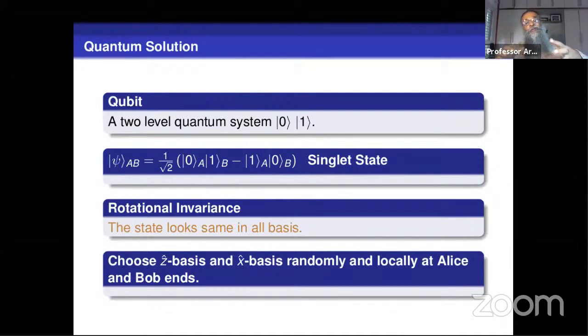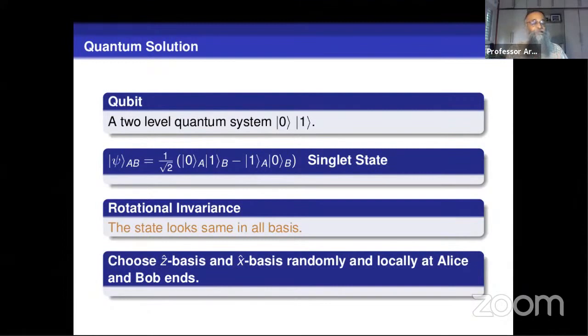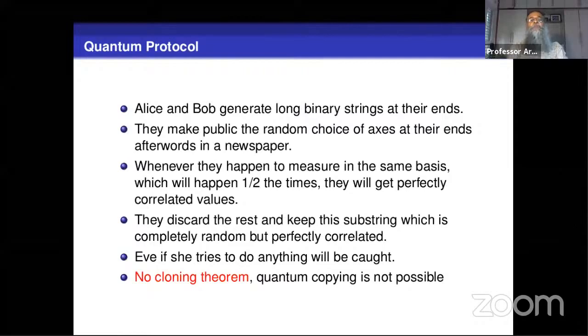So you see, for Alice, both possibilities are equally probable because the amplitude in front of each component is 1 over root 2. And when I square it, the probability is half. So Alice gets 0 and 1 with probability half. Bob also gets 0 and 1 with probability half. However, if they measure along the same direction, whenever Alice gets 0, Bob gets 1. Whenever Alice gets 1, Bob gets 0. Now what do they do? So Alice and Bob generate long binary strings at their ends. They make public the random choices of axes.